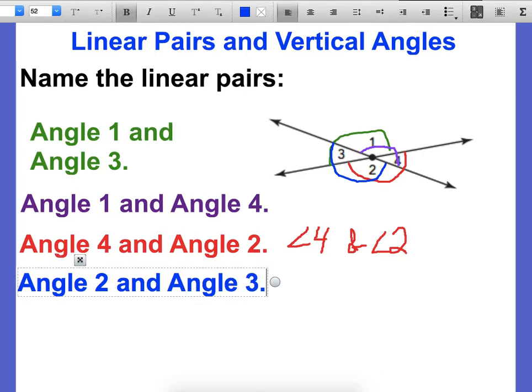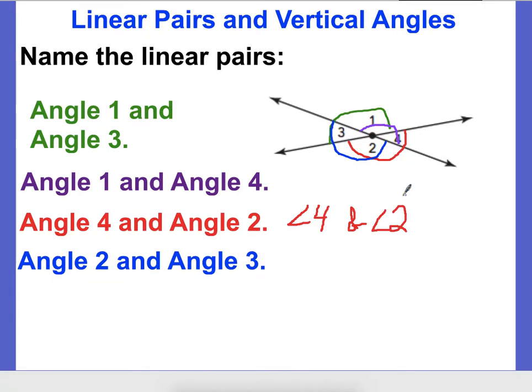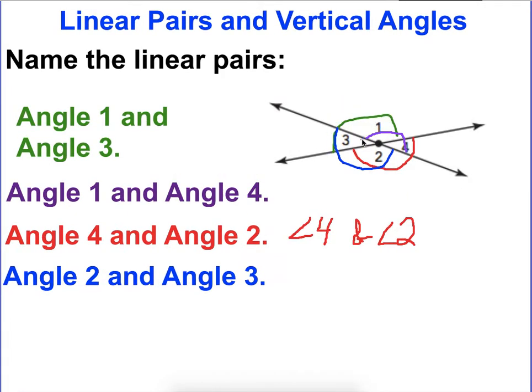All right, so when I'm checking through again, like I said, I used colors here. So 3 and 1, and I just kept going around. 1 and 4, 4 and 2, 2 and 3. And if I continue back around for linear pairs, I would go back to 3 and 1. So these are the 4 possible answers here when I'm naming the linear pairs.